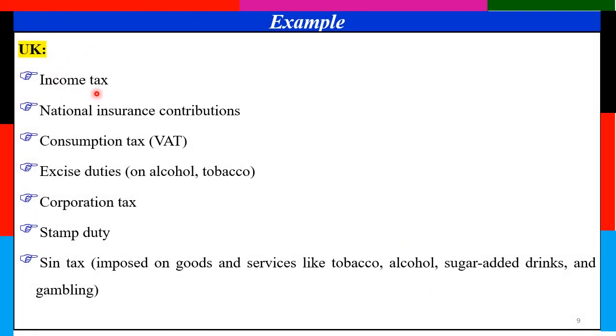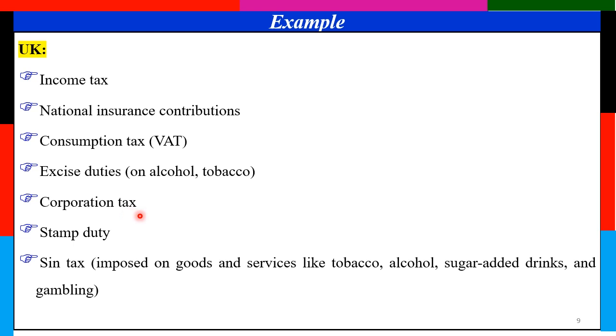there is income tax, national insurance contribution, VAT, excise duty when we say on the alcohol and tobacco, similar to that of our country, corporation tax, which is again similar with our country. Corporation tax means tax imposed on corporation, for example, on the commercial banks.